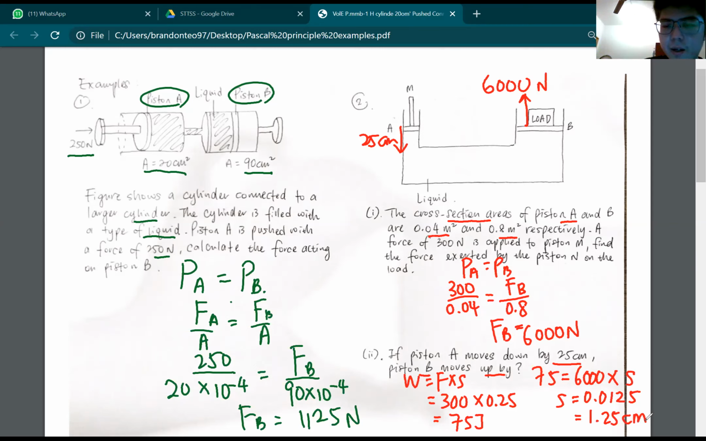Okay, so you notice that you press 25 cm at piston A only to lift piston B by 1.25 cm. That's the disadvantage of it. So it's like you have the good side and the bad side. The good side is that you can magnify the force, but the bad side is you have to do it in repetition. You have to repeat, right? So this is the 1.25, the answer.